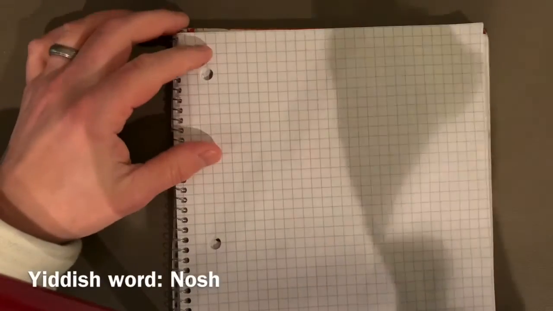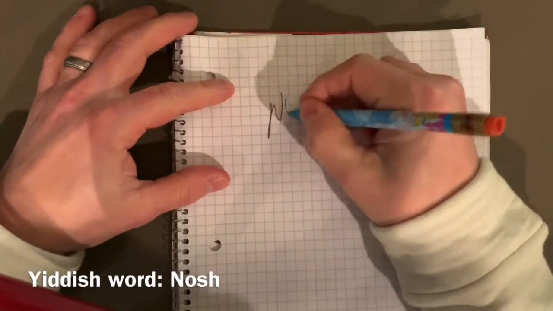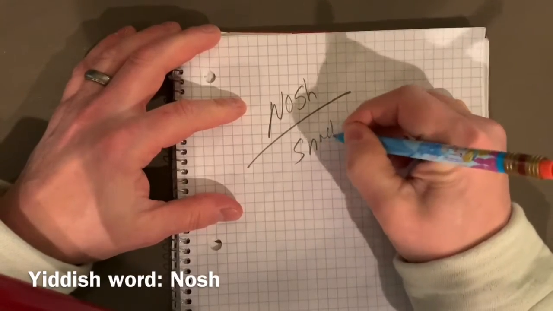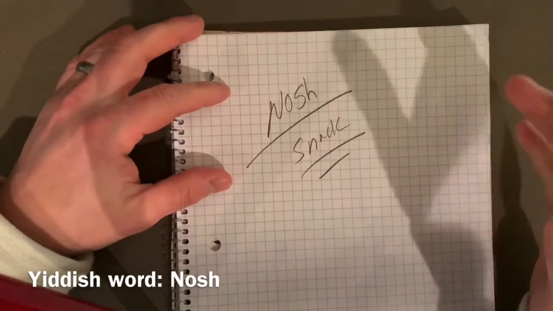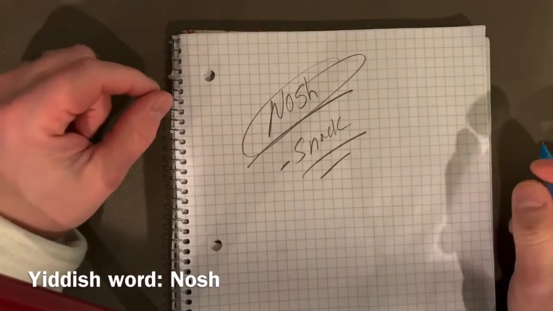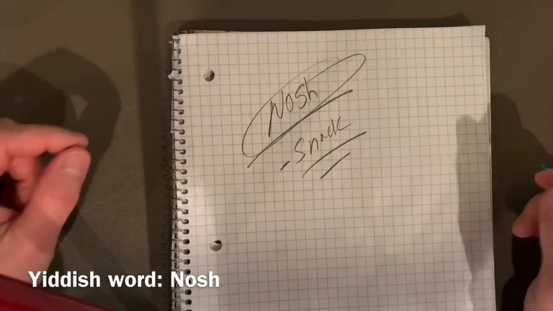And your Yiddish word for today is nosh. A nosh is like a snack. So you have like a nosh of bagels or a little nosh this afternoon. It's to get a little snack. And hopefully you have a little nosh with perimeter and area.